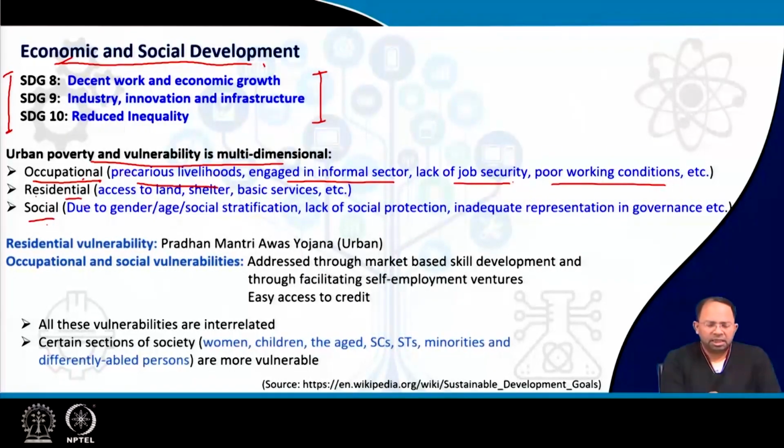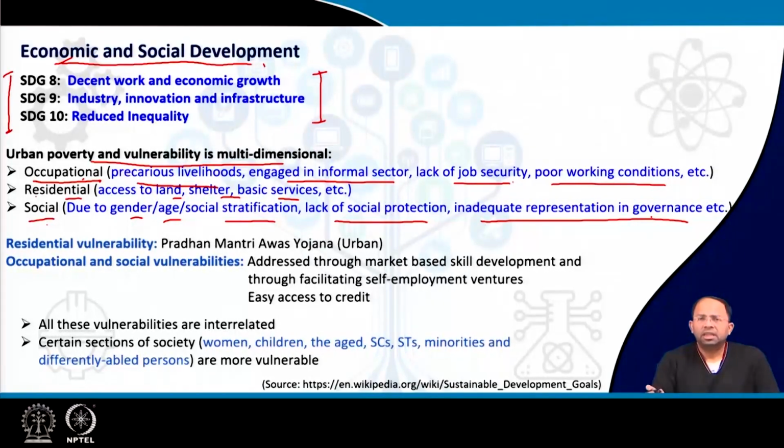Then residential issues such as access to land, shelter and basic services in an urban area. And social issues are due to specific gender, like certain genders, because of their vulnerability, they are more susceptible to certain kinds of crimes or even poverty as well. Age, social stratification, lack of social protection, inadequate representation in governance, like we have to increase the percentage of women in governance and so on. So all these issues are connected: social, residential, occupational, and together they can result in economic and social development.